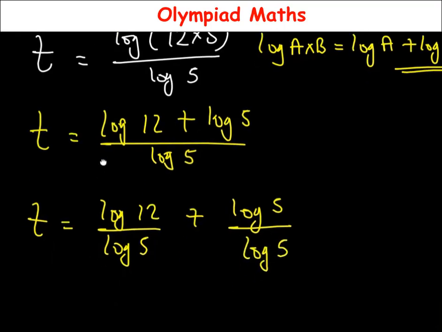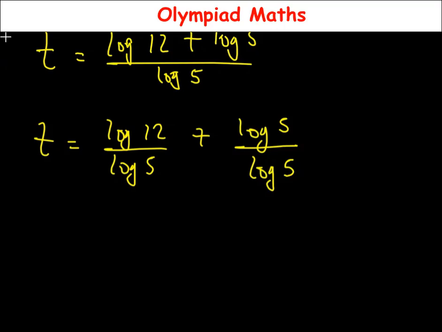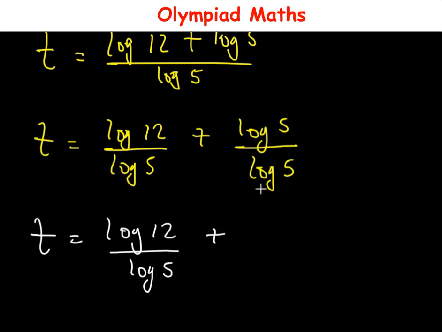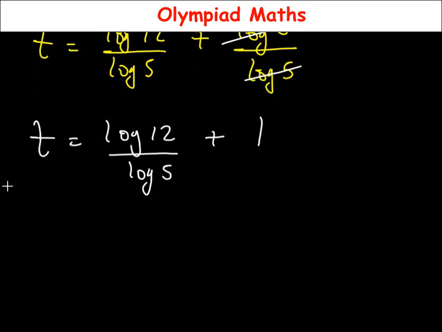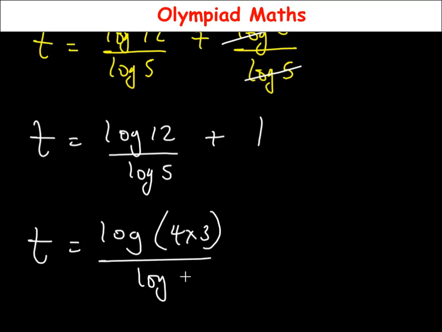And from here, we can still simplify the value of t further, such that t is equal to log 12 over log 5 plus log 5 cancels out log 5. What we have is 1. And with this, you can still express 12 as 4 times 3. So the value of t equals logarithm of 12 becomes 4 times 3, then all over log 5, then plus 1.